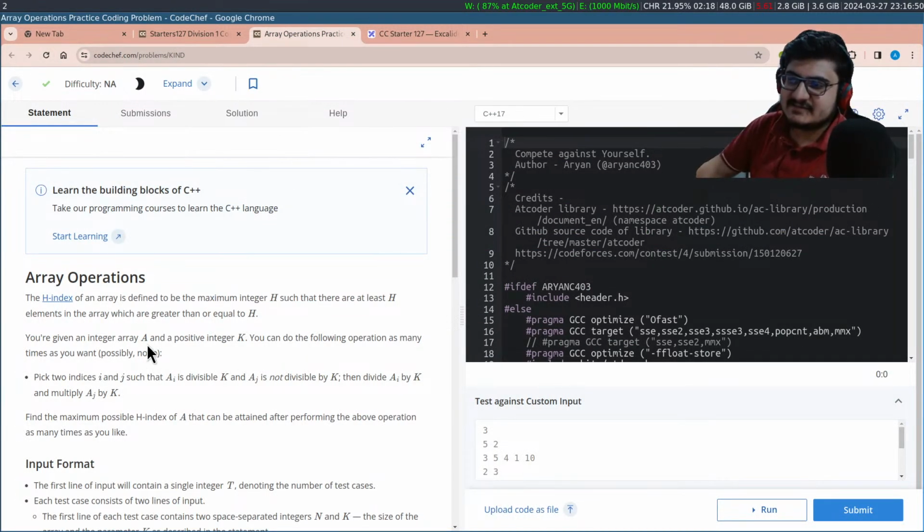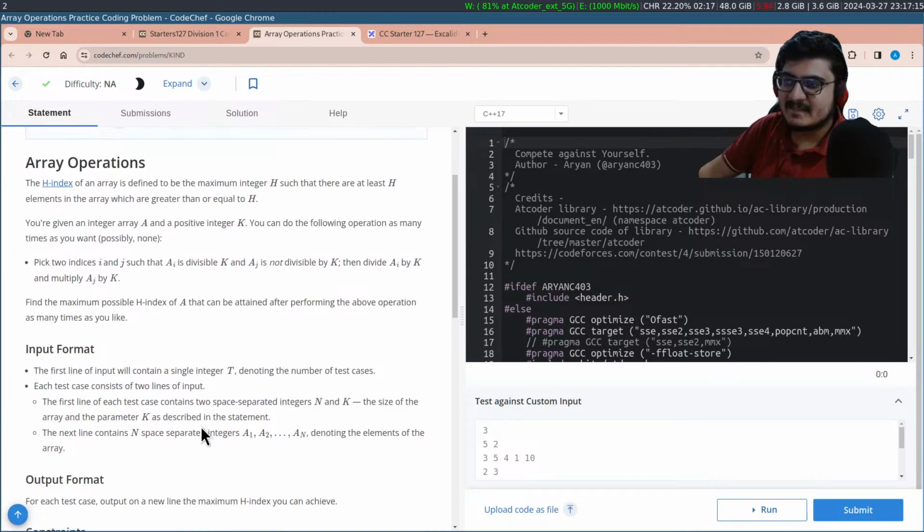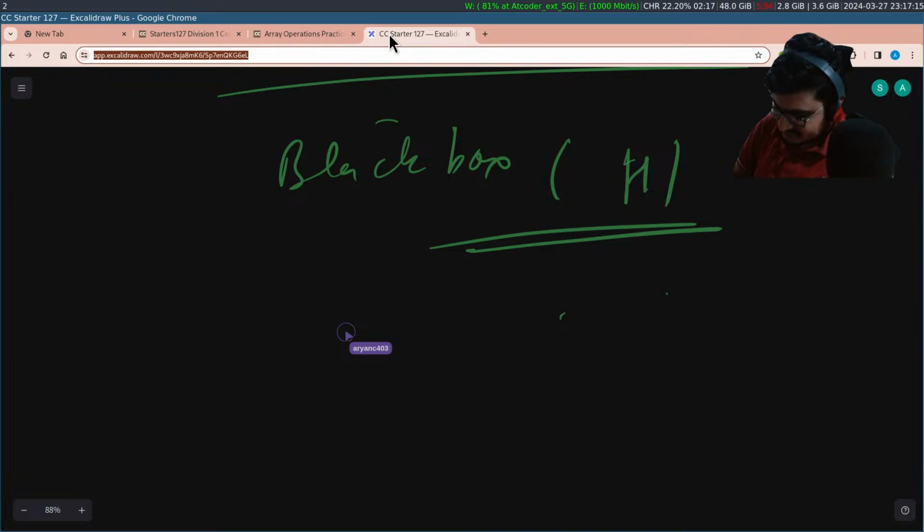You are given an integer array A and a positive integer K. You can do the following operation as many times as you want. You pick two indexes I and J such that A[I] is divisible by K and A[J] is not divisible by K. Then divide A[I] by K and multiply A[J] by K. Find the maximum possible h index of A that can be attained after performing the above operation as many times as you like. So it gives us one operation. I will go through the operation later.